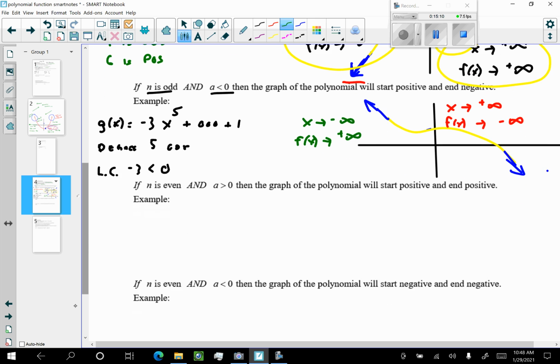Here you go, if n is even and a is positive. Here's an example. You should be getting the idea right now. I want a positive, so let's go 3x to the 6th plus, we don't care, because we're only going to look at the very first term. We only look at the first term. And what does the theorem tell us? That if n is even and a is positive, the graph is going to start positive and end positive. And actually, we saw one earlier on that very first example.